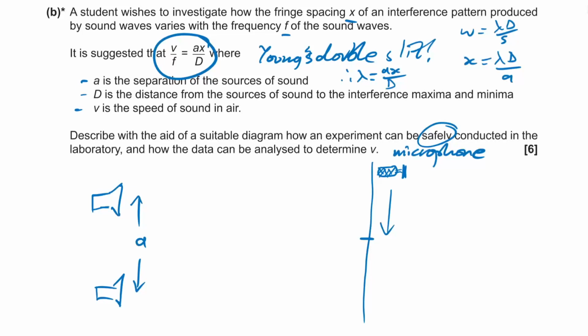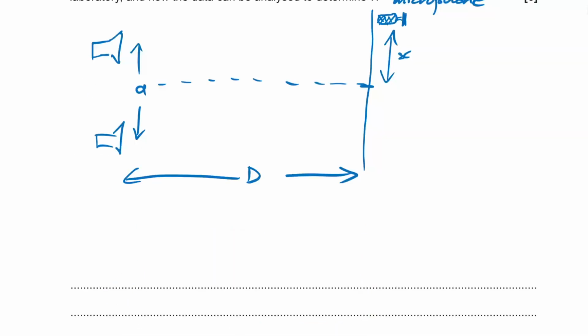And because of the wave equation V equals F lambda, that means that V over F is equal to that. So that's all that is. It's just a rejigging of Young's double slit equation. So we have our big D there, and then we have our X, how far the microphone is away from the midpoint.